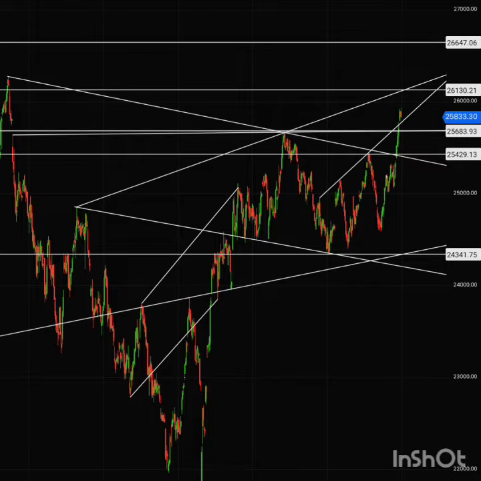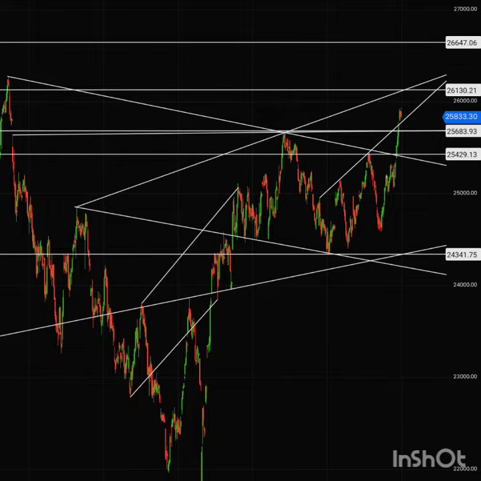Last week I mentioned in one of the videos that we were in a cup and handle breakout. So this was the reason. See this reason. This was the cup and handle, and this was the consolidation. And in another video I mentioned that we were in a consolidation around the 25,500 and 24,400 range.